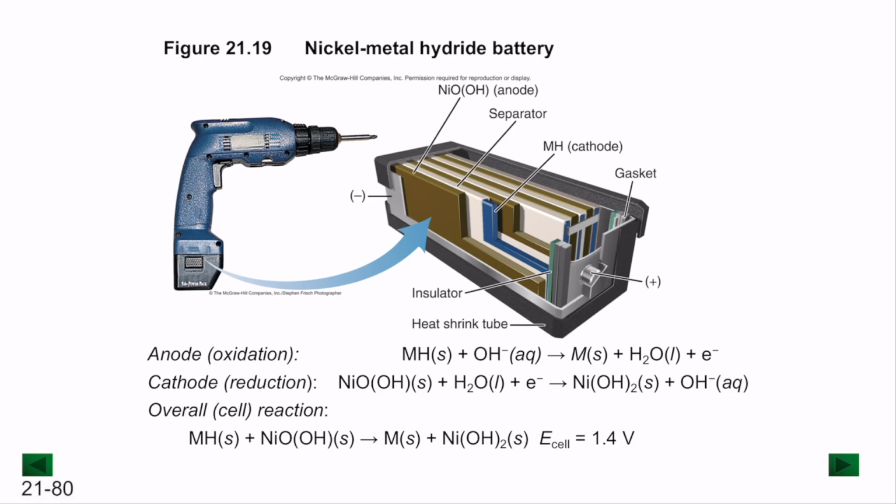Next, you have a nickel metal hydride battery, most commonly used in high energy uses, most commonly in a drill bit battery. These contain nickel oxide as the anode and a metal hydroxide as the cathode.